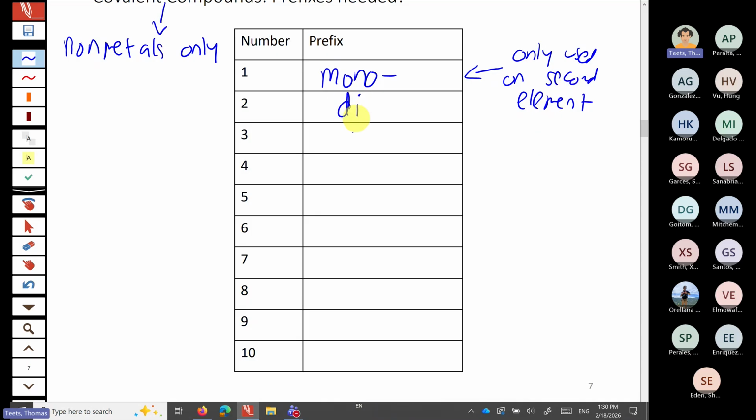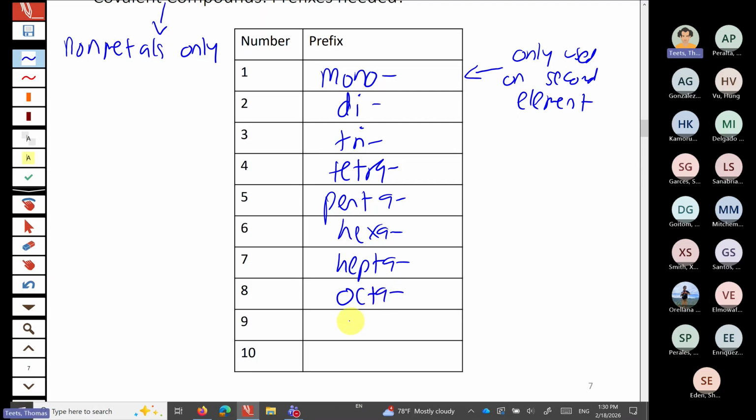All the rest of them you would use in any situation. So 2 is di, 3 is tri, 4 is tetra, I forget if these are Greek or Latin, but Greek, most of them anyway. But they're fairly familiar in other contexts as well. Penta, hexa, hepta for 7, octa for 8, like octopus, nona for 9, deca for 10, and that's as high as we'll go. So those prefixes will tell you how many of each element are in the formula for a covalent compound, 1 through 10, mono, di, tri, tetra, and so on.